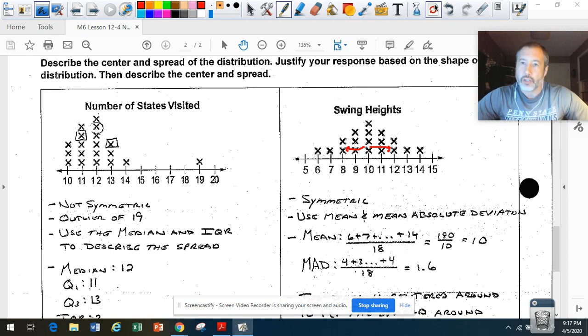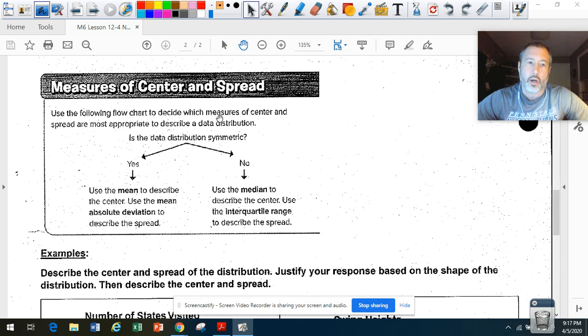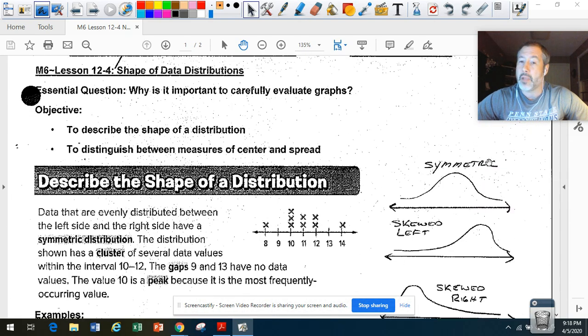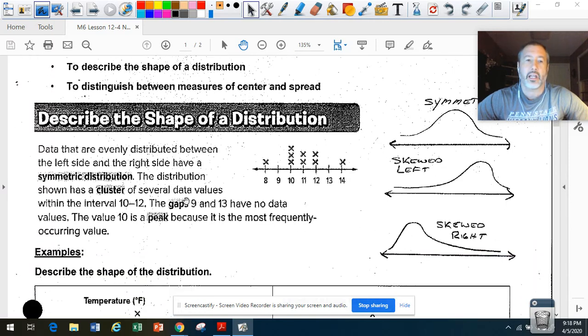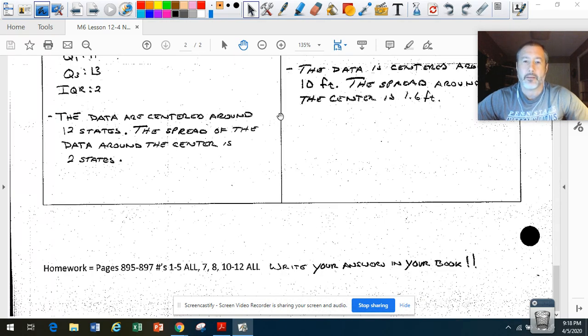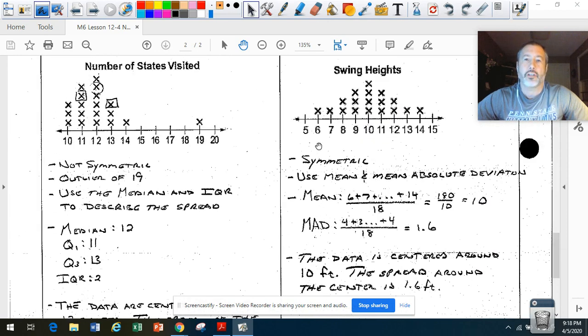So there's a lot of information here that you need to understand. You need to make sure you understand, if it's symmetric, what measures of center we use. Also understand what symmetric, left skewed, and right skewed look like. Know what your gaps, your clusters, and your peak mean. After you've gone through all of that, make sure you understand how all these problems work.